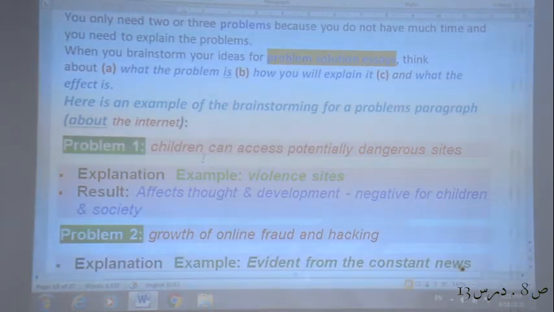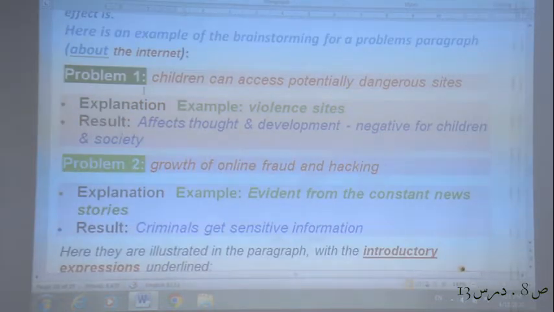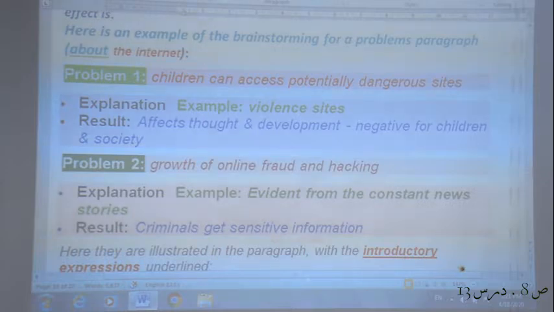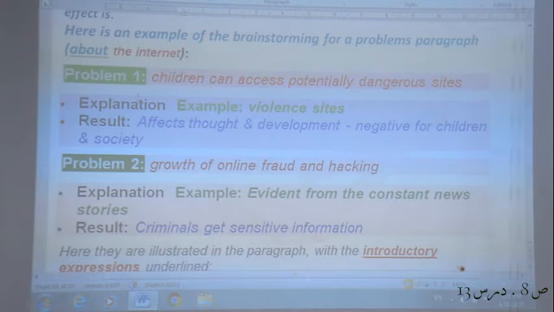And here is an example of the brainstorming for a problems paragraph about the internet. So the paragraph that I am going to write is about the internet. First of all, here we are talking about 2 problems, as you can see. So I told you, try to write about only 2 or 3 problems. Here we have 2 problems relating to the internet. The topic of our essay today is the internet. And in the next lesson, I'll give you an example essay about the internet. So we will try to use these ideas that we are brainstorming now in order to develop our essay later. So pay attention, dear students.